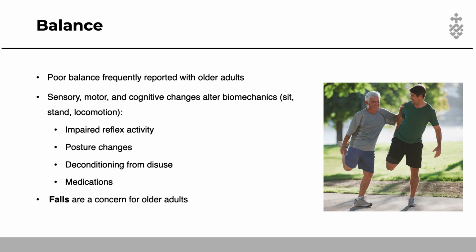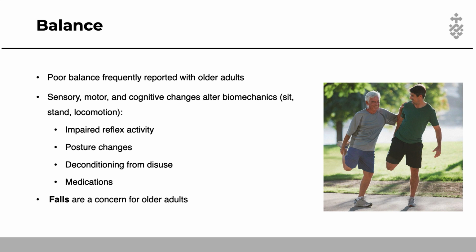In older adulthood, balance is frequently reported as a problem, and it could be related to changes or impairments in the body systems that contribute to balance, like changes in our nervous system or sensory system. And some of these changes include impaired reflex activity, vestibular dysfunction, so functioning of the inner ear, posture changes, deconditioning from disuse, so muscle deconditioning.